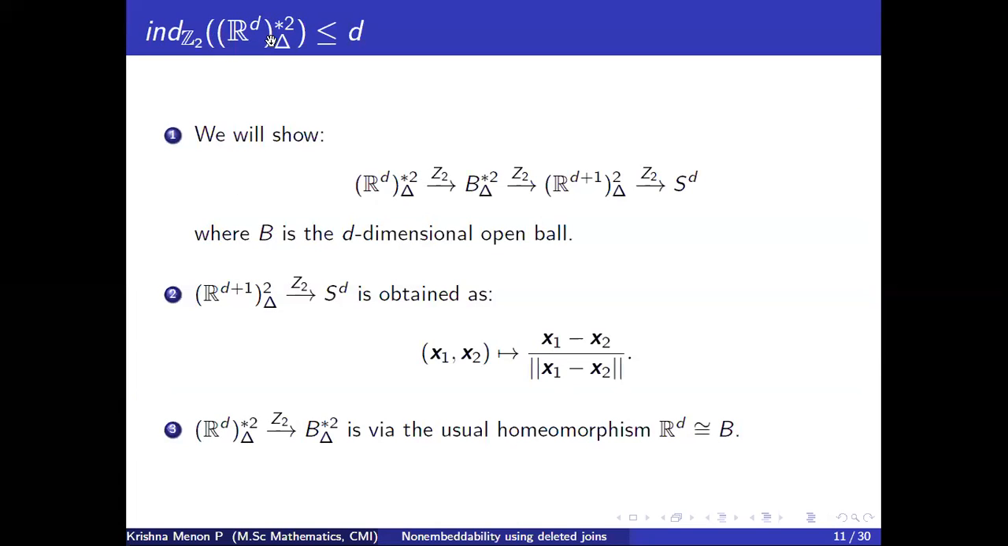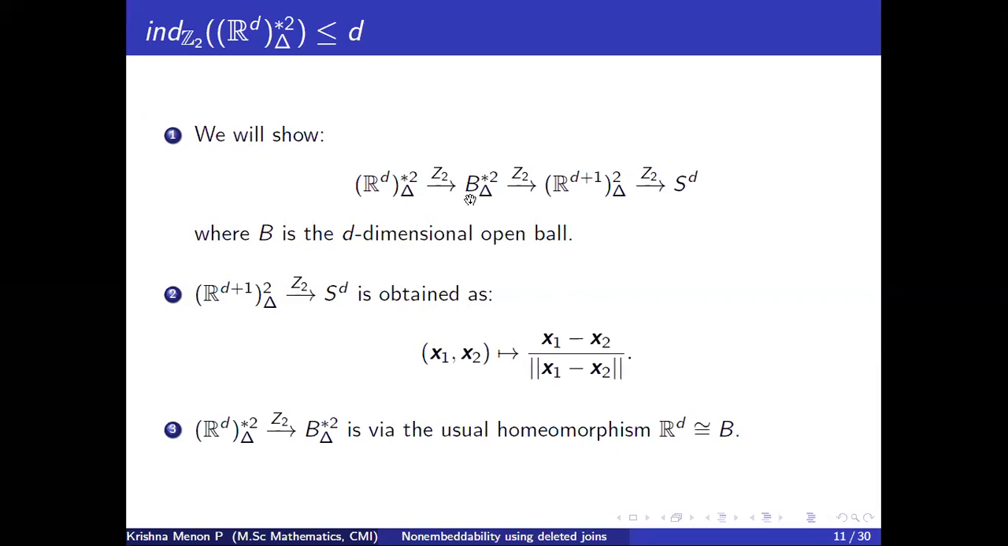So to get that the Z2 index of this space is less than or equal to d, we want a Z2 map from the deleted join of R^d to S^d. And the way we'll do that is through a series of Z2 maps. This last map has already been discussed before, from the deleted product of R^(d+1) to S^d. That was this map. And here B is the d-dimensional open ball. And we know that R^d is homeomorphic to B. And via that homeomorphism, you can get this Z2 map.